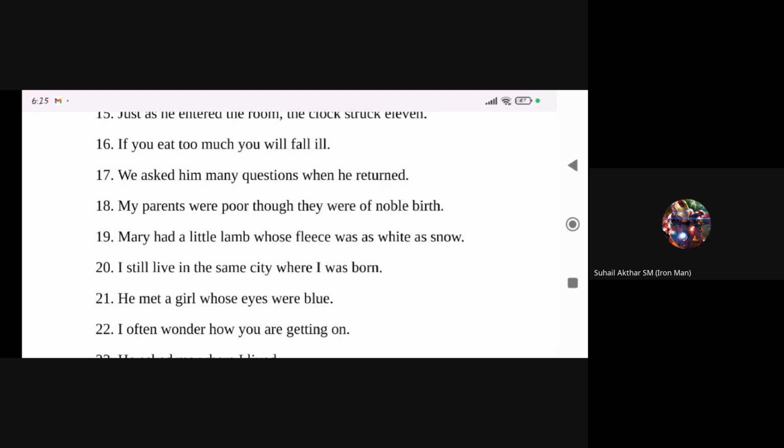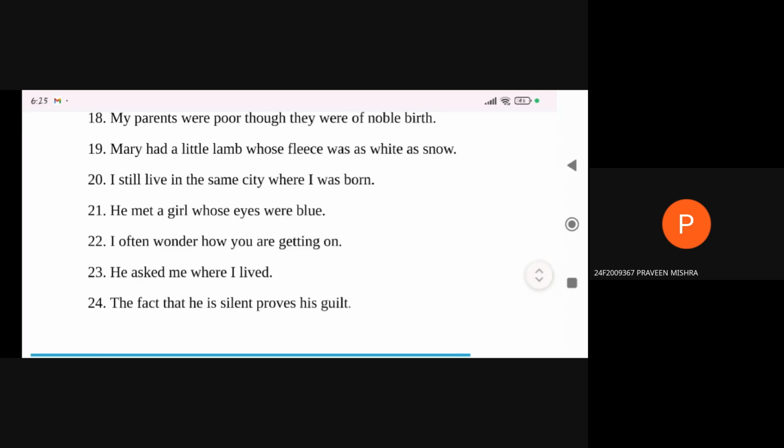Mary had a little lamb whose fleece was as white as snow. Whose fleece was as white as snow. Correct, adjectival. Whose fleece was as white as snow. Yes, adjectival. Correct.